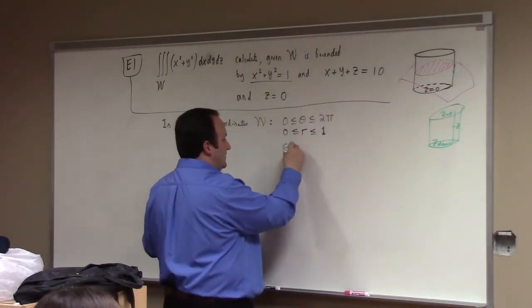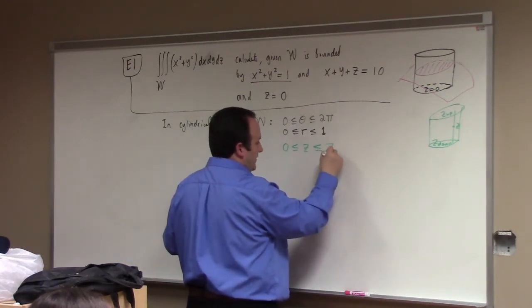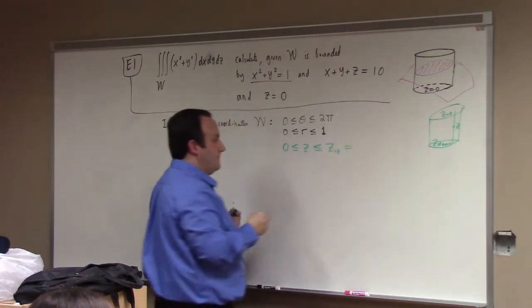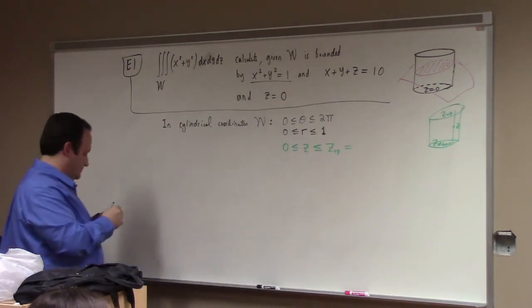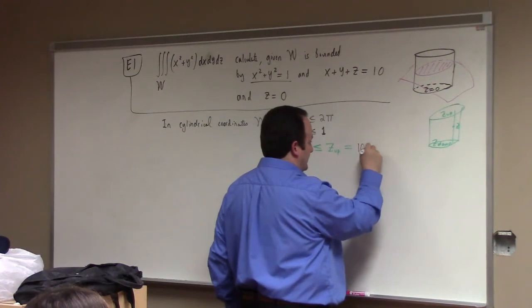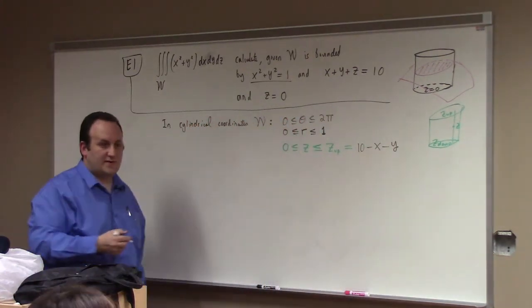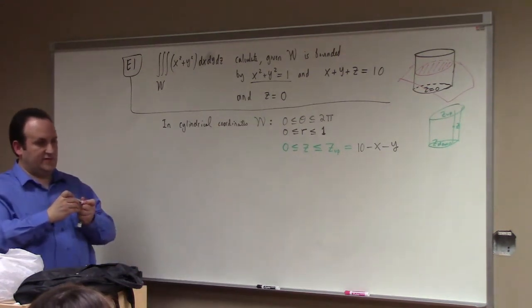So we have 0 less than or equal to z less than or equal to z up, right? But what is z up here? 10 minus x minus y is a good starting step. But the trouble with that, of course, is that it is from the world of Cartesian variables, right? Which is not quite what we want.